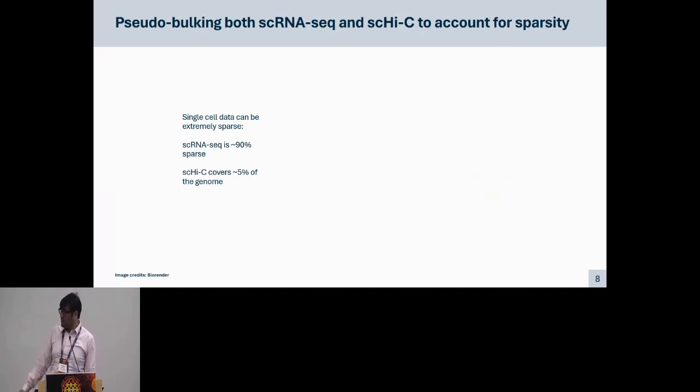And the sparsity is even worse in single cell Hi-C, where we typically only get around 5% of the genome covered per cell. This challenge needs to be explicitly taken care of because deep learning or machine learning based models are notoriously bad at extracting any representations that can generalize to some other unseen task.